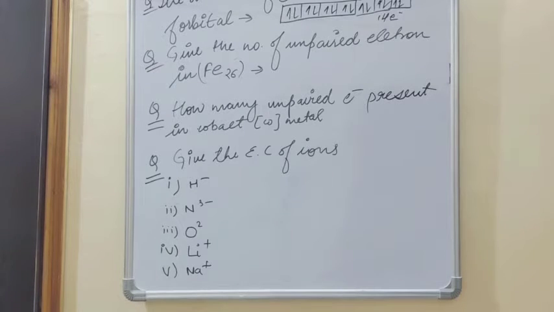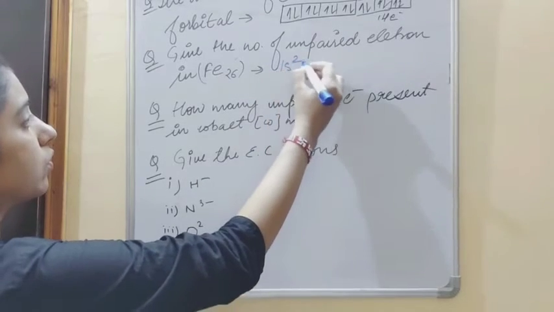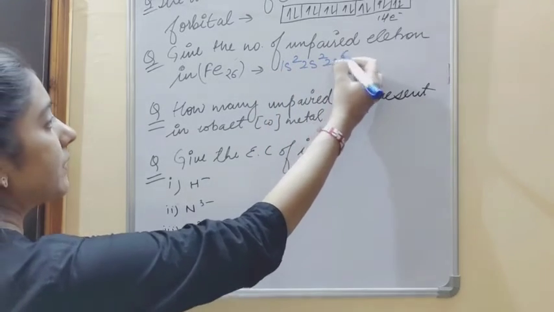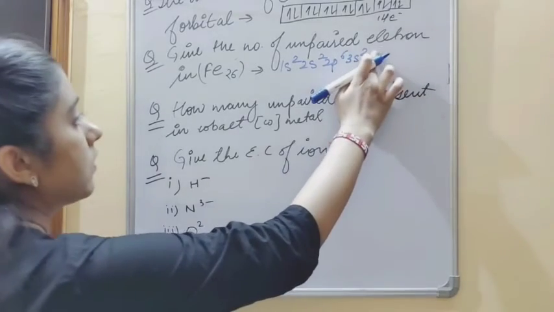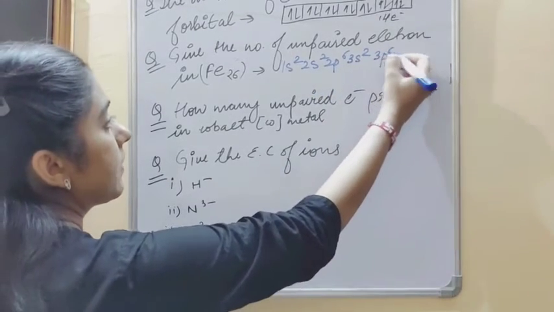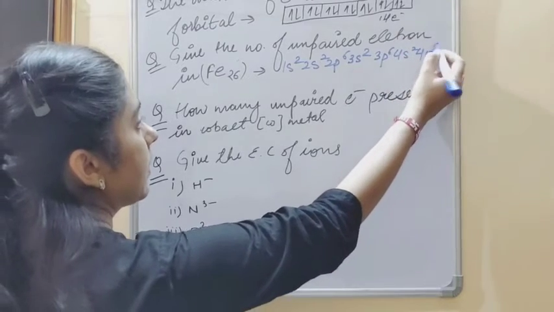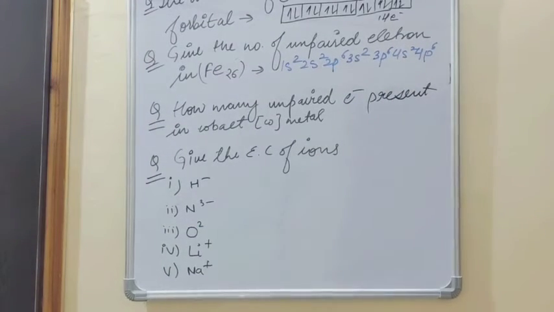Now the second question is, give the number of unpaired electrons in Fe. So first of all we have to write the electronic configuration for Fe, which is 1s2, 2s2, 2p6, 3s2, 3p6, 4s2 and 3d6.